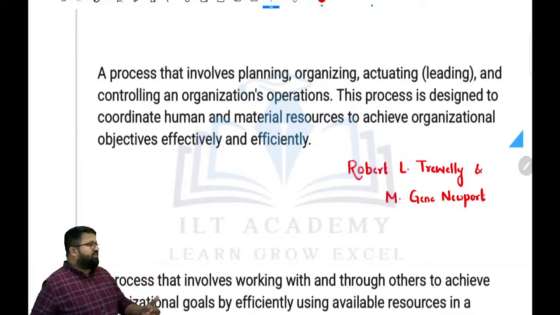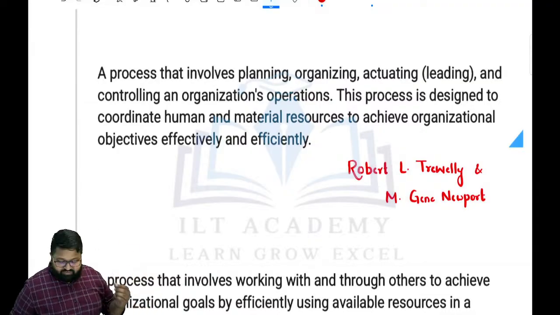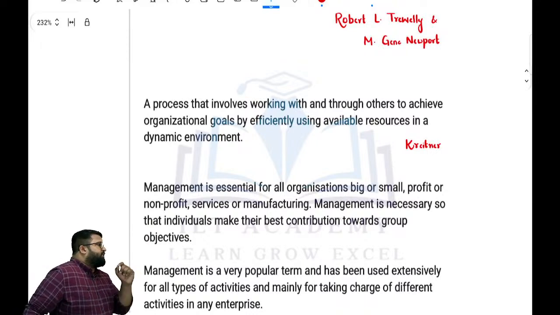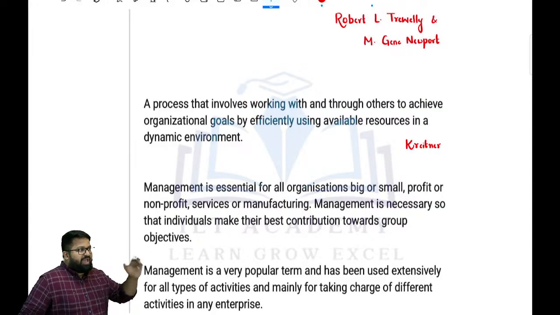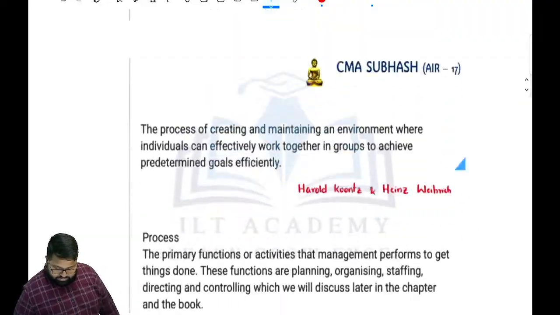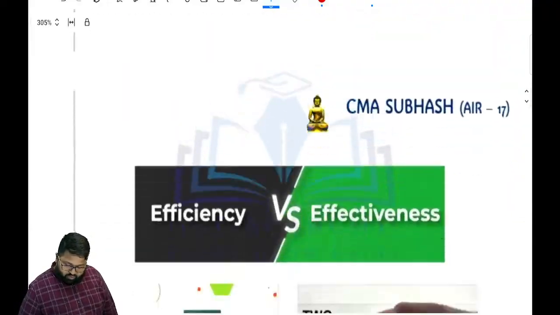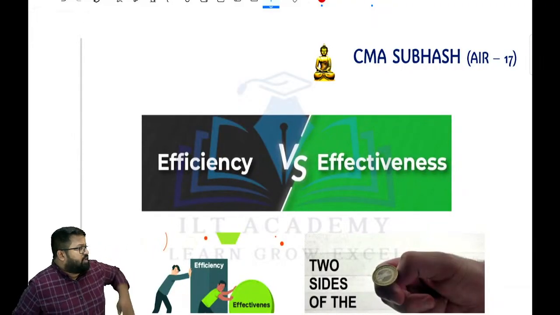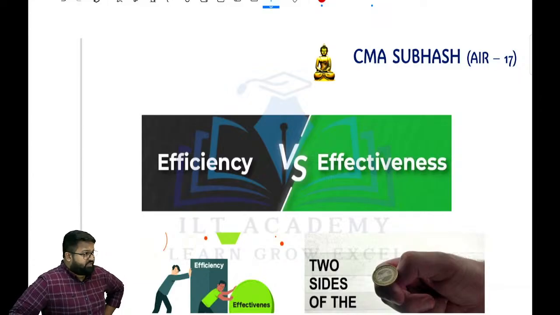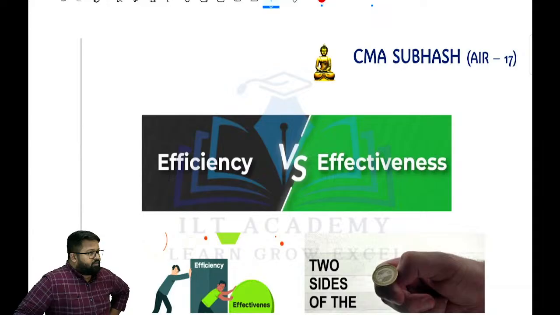There are n number of definitions given by different persons. But from an exam point of view, you should be thorough with these definitions. Tomorrow you'll be having a question session. If you practice today, I'll be discussing the questions tomorrow. We have also gone through the definitions of efficiency and effectiveness. What is meant by efficiency? If you are using raw material, use less and get more. That's the point.